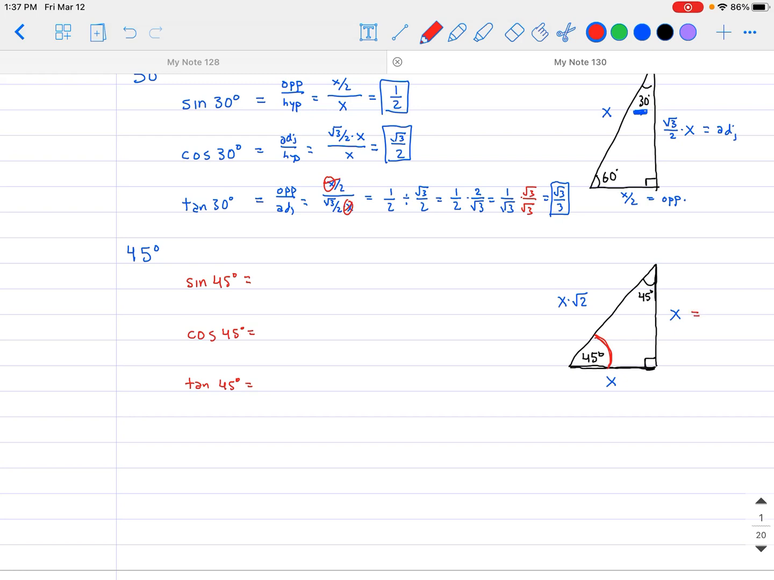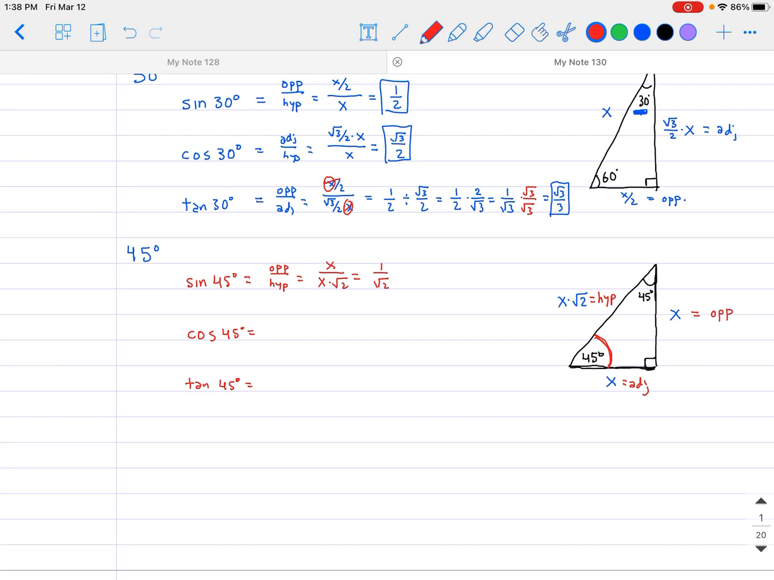So this right here would be its opposite, this right here would be its adjacent, and this right here would be its hypotenuse. We can keep that in check for right now. So the sine of 45 degrees is going to be, once again, opposite over the hypotenuse. That means it's going to be x divided by x multiplied by root 2. So the x's cancel out, leaving you with 1 over root 2.